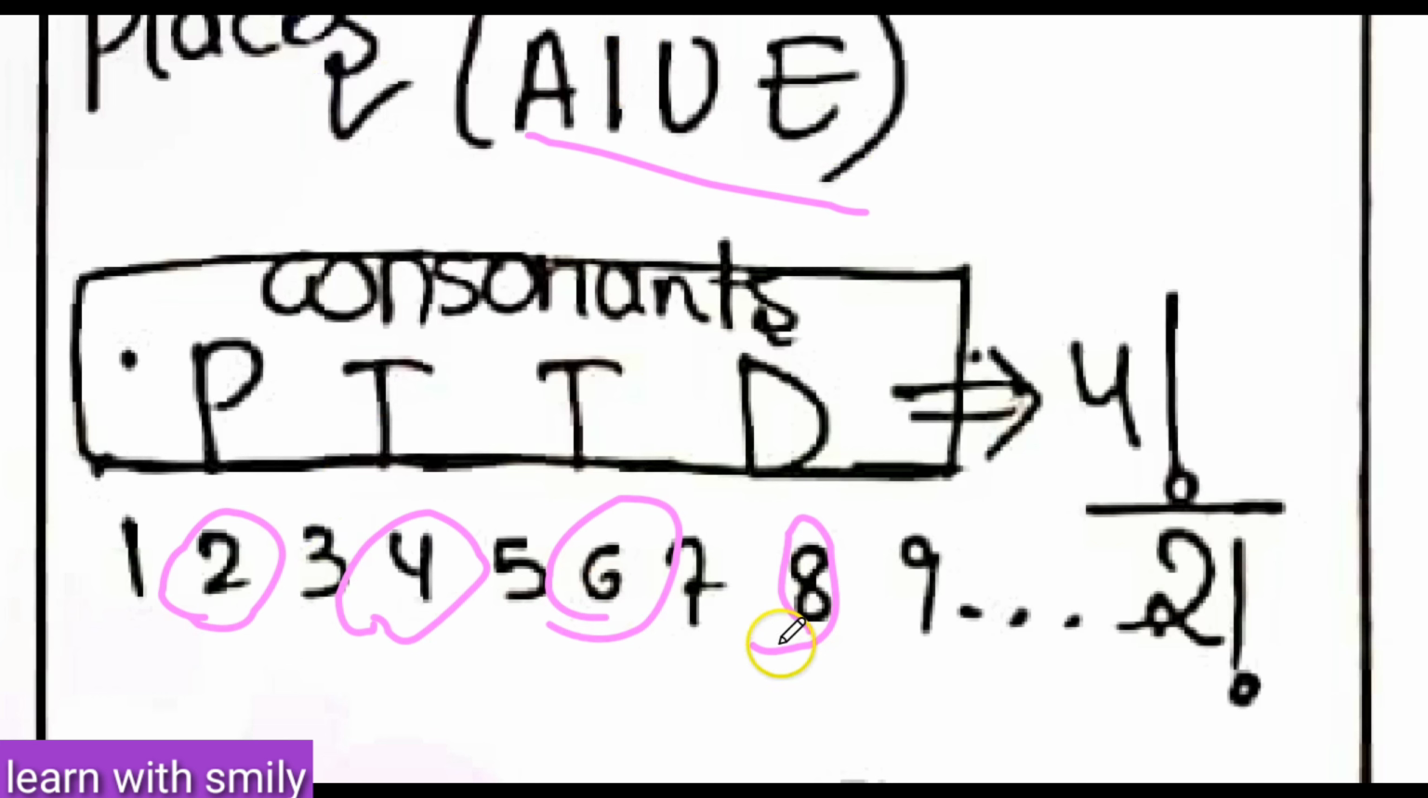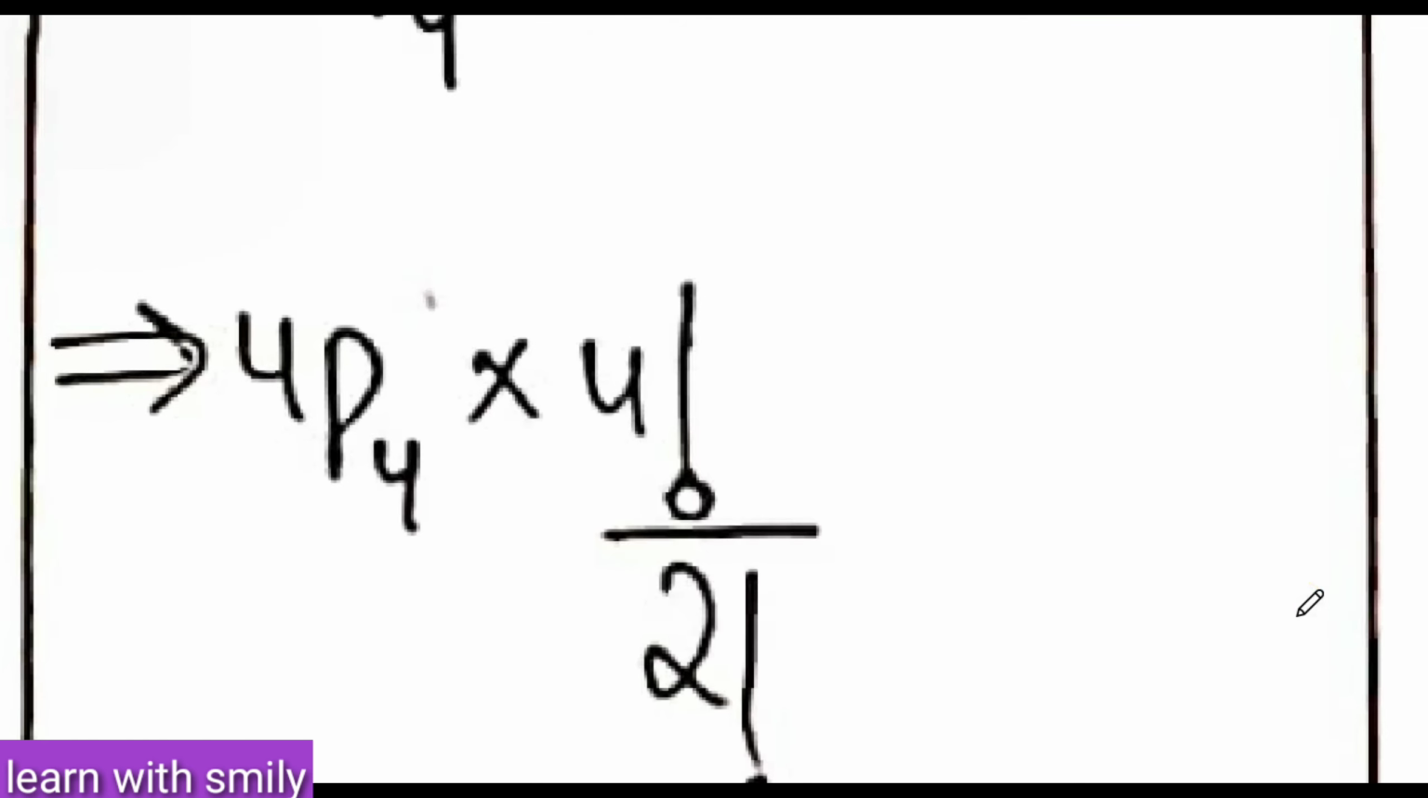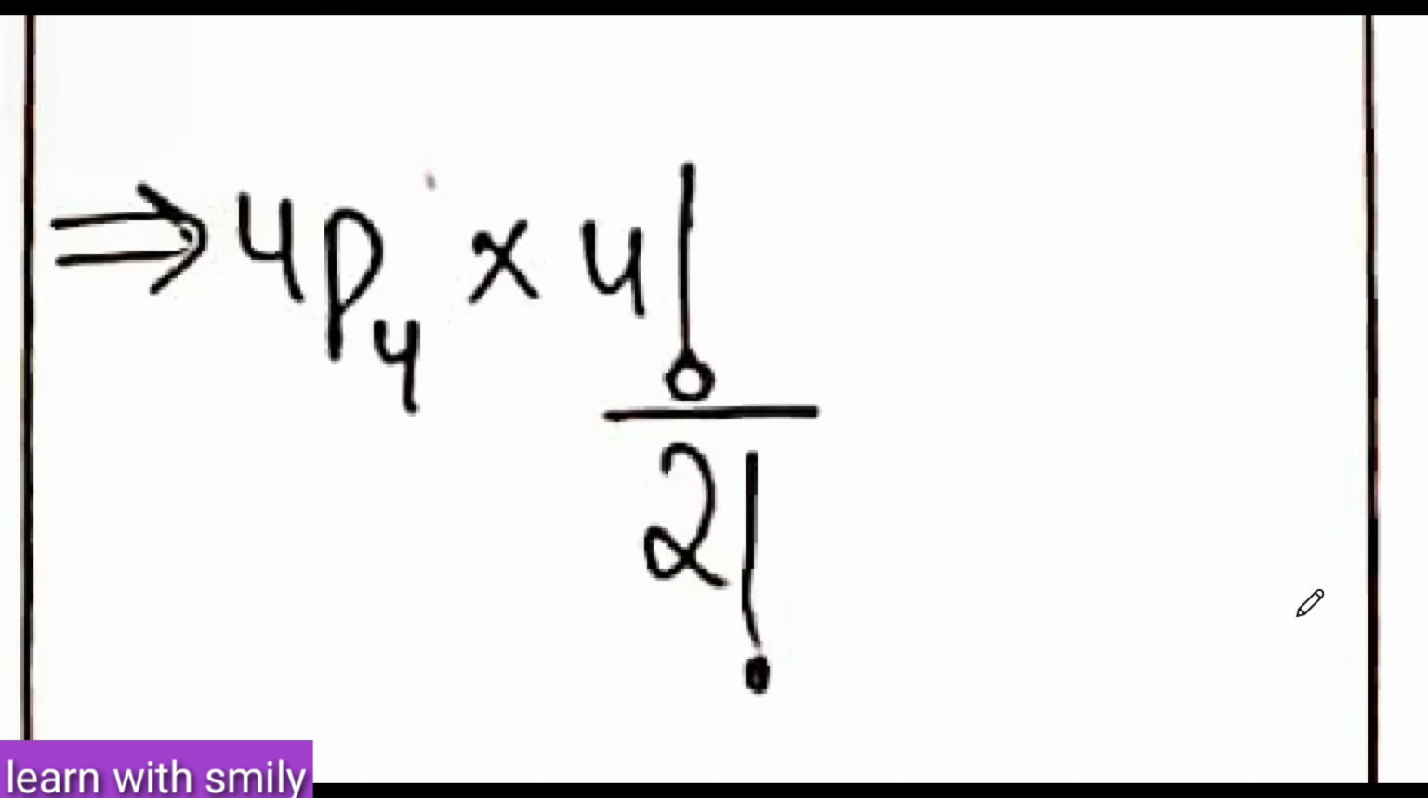So that is 4P4. Now coming to consonants, there are P, T, T, D left, right? In this again T has been repeated twice, so that's the reason for 4 factorial by 2 factorial. Now we combine 4 factorial by 2 factorial into 4P4. Got it? So this is the way we represent the even places of vowels in aptitude.